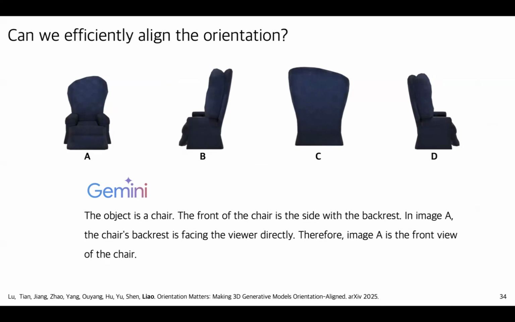So what we can do is simply render from these 4 viewing directions and ask Gemini which one is the front view. We found that Gemini works well for many of the cases. For example, for this chair, it's able to identify that the front view is A.